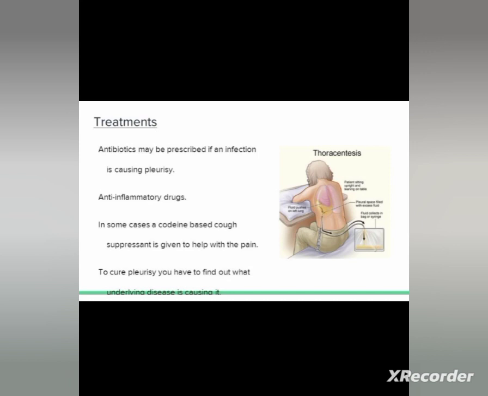And in case of cough, we have to give codeine in order to suppress the cough, especially in dry cough, because while coughing, the patient may have severe pain. So in order to reduce this pain, cough suppressants can be used. Then the main surgical management is thoracentesis. The exudative fluid can be removed by thoracentesis.